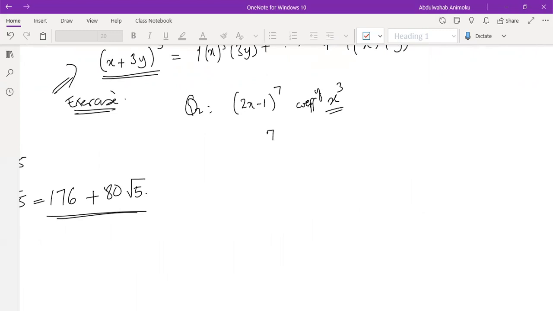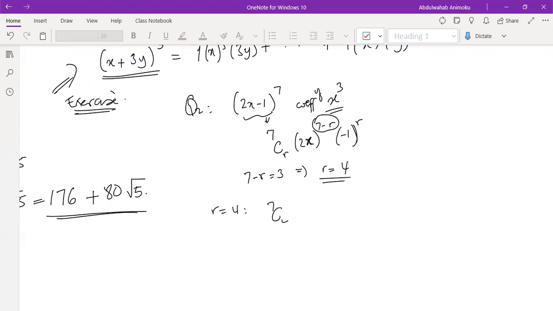Now, how do we find the coefficient of this? Remember, we could write each term in this expansion as 7 combination r, the first term raised to power 7 minus r, the second term raised to power what? r. So we just need to find the right value of r that will give us x raised to power 3 in the expansion. It turns out that this power must be equal to 3, right? It means 7 minus r must be equal to 3 so that we will have x raised to power 3 in this expansion. So this means r must be equal to 4. Okay, so we make r equal to 4.